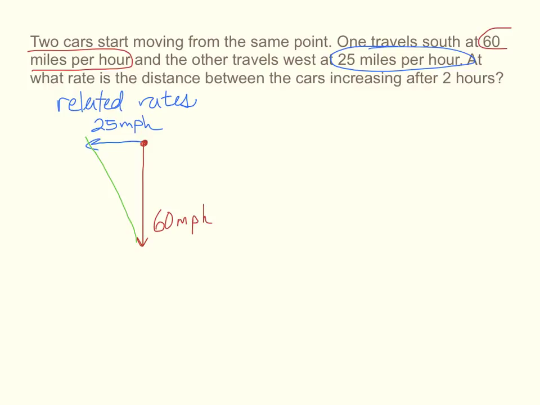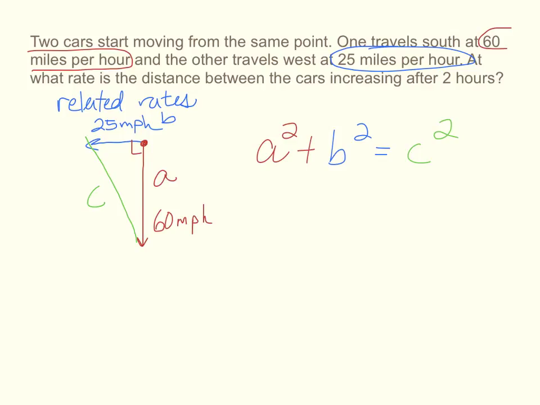Since one car is traveling west and one car is traveling south, that creates a 90-degree angle, which allows us to use the Pythagorean theorem. We'll call this side A, this side B, and this side C. So the distance between the cars we will denote with the variable C. This allows us to use the equation a squared plus b squared equals c squared.